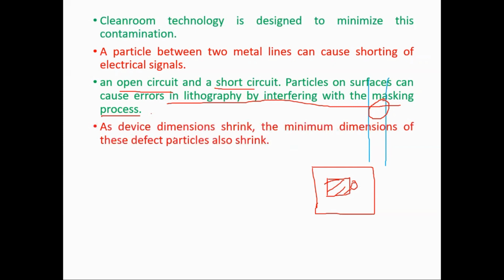As the device dimensions shrink, the minimum dimensions of these defect particles also shrink. You have seen in the beginning lectures that devices have been continuously shrinking, right from micrometer. These days we are working in nanometer. So now your dust particles or whatever ions may be there are in that particular range, and they definitely cause some sort of problem. So by clean room, we actually try to minimize the chances of contamination.